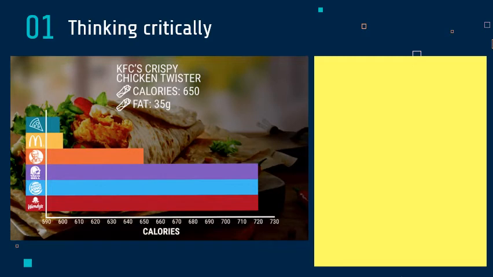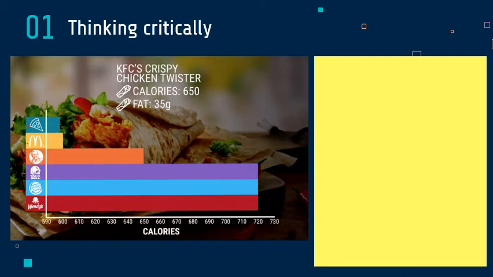Okay, so thinking critically. Now here we've got a data display, but it's also an advertisement about KFC's crispy chicken twister. And KFC here, they've put together a bar chart, so it's like a horizontal column graph. And they're comparing what I imagine is Pizza Hut or Domino's, McDonald's, KFC, Taco Bell, Burger King, and Wendy's. Now, this is an American display because we don't have Wendy's here, or I don't think we have Taco Bell either. And we call Burger King Hungry Jack's anyway.